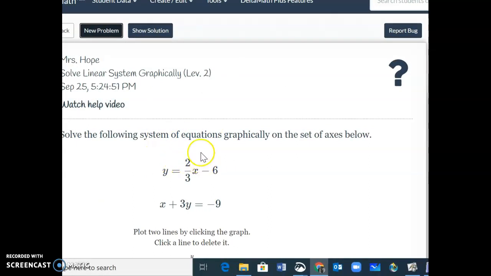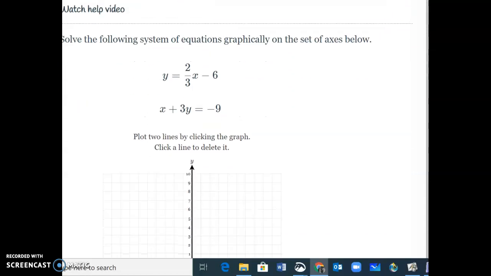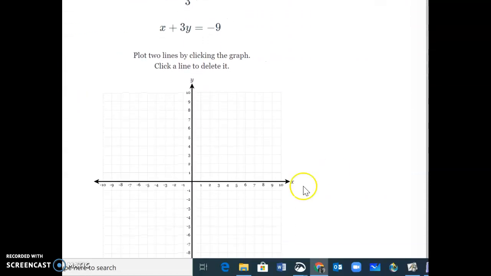Okay, so I've got this one. Y equals 2/3 x minus 6 and x plus 3y equals -9. Okay, so this one is in the right form. Let's go ahead and graph that one. Which number should I graph first? Yes, I'm going to graph the -6. So let me put my point on the y-intercept of -6. And then from there, I'm going to count the slope. So I'm going to go up 2 and right 3. And then Delta Math is going to draw that line in there for me.